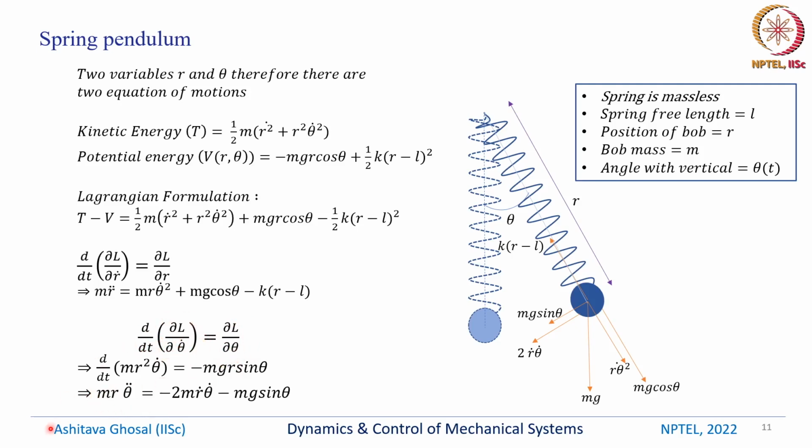So then the second differential equation that we will get is m r theta double dot minus 2 m r dot theta dot minus m g sine theta. So we have these two equations of motion very easily derived from the Lagrangian formulation, and in the Lagrangian formulation you compute the kinetic energy, you compute the potential energy, and then you find T minus V. Okay, so this is a nice and simple extension of a simple pendulum where I can show how to accommodate things like a spring.